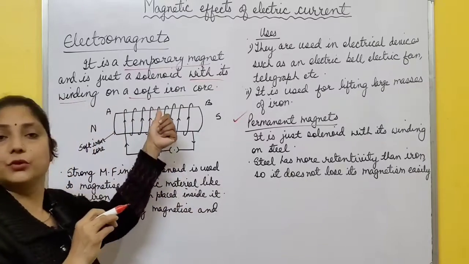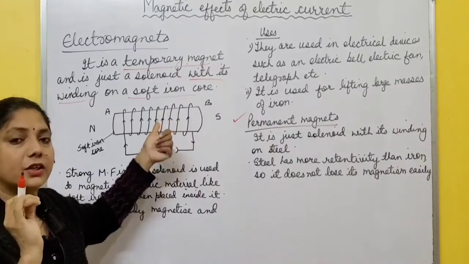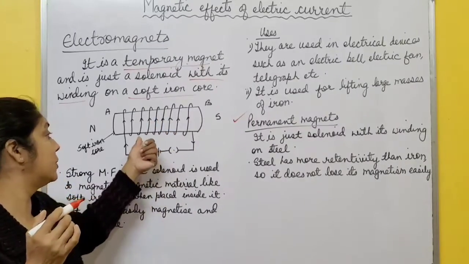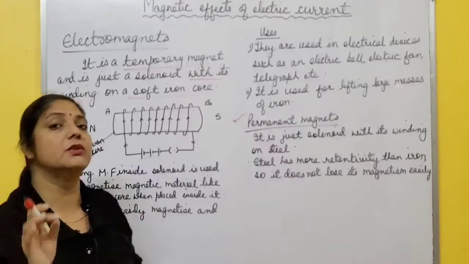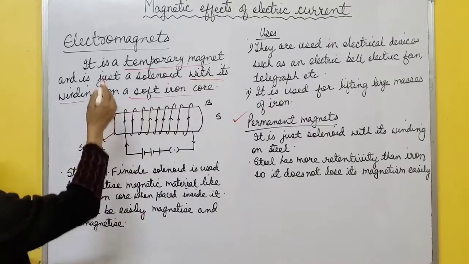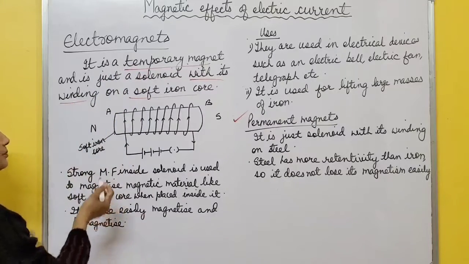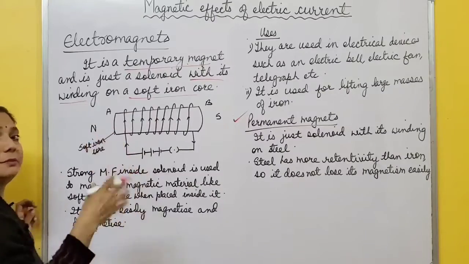When current flows through the solenoid, it is magnetized, as magnetic field is created inside the solenoid, and when current does not flow through the circuit, it can be easily demagnetized also. It means no magnetic field inside the solenoid. That's why soft iron core is used to make temporary magnets. In this one also, there is a north pole and south pole, because it behaves like a magnet.